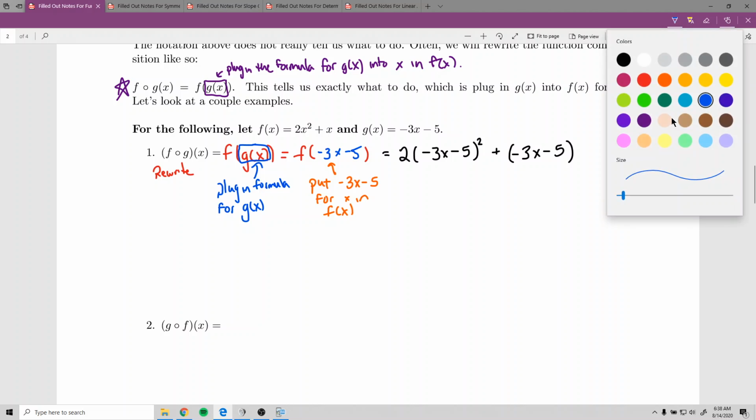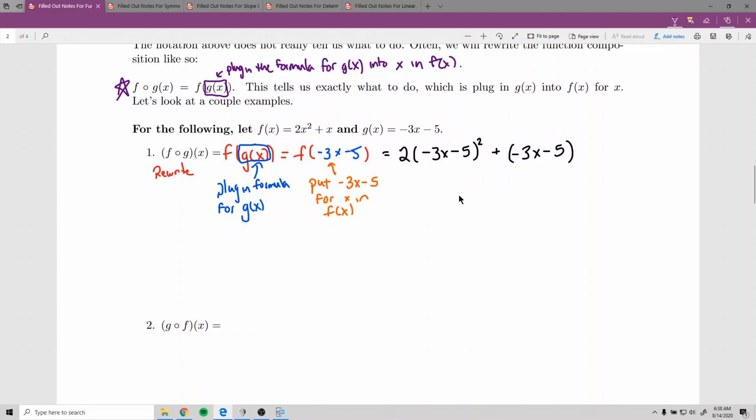Now that we have, really this is our answer, but it's not simplified, and you definitely need to simplify. What we want to do is basically get rid of all the parentheses and then combine like terms after that. Now what we have here in front, we can't do anything with the 2 as far as distributing because of the exponent here. We have to take care of the exponent first. If the exponent wasn't there, then we can just distribute the 2, but we do have an exponent there.